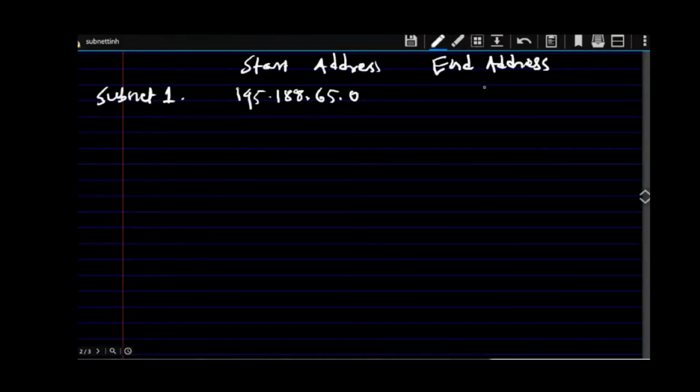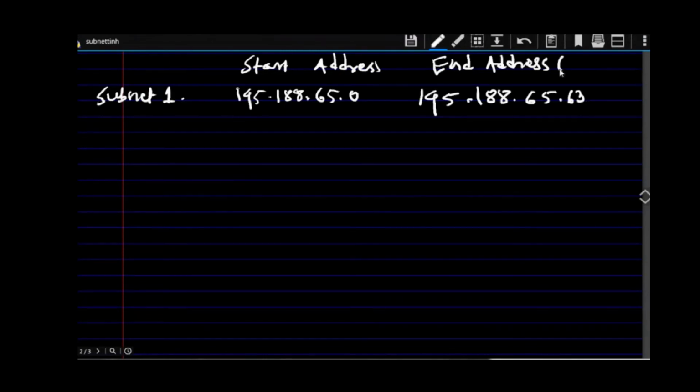And what will be the last address? The total number of hosts is 64, so the last address will be 195.188.65.63. Am I right? Total number of hosts is 64, so the first address is 0 and the last address is 63.